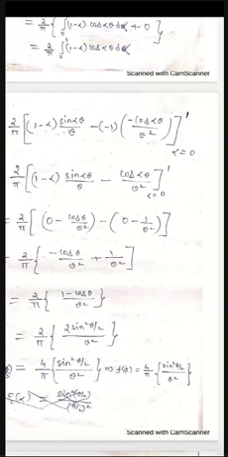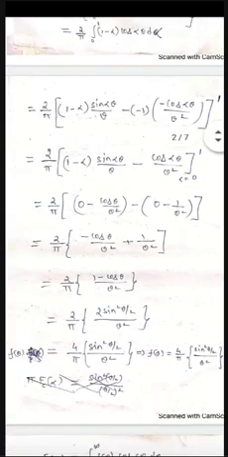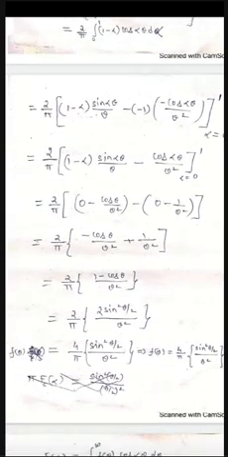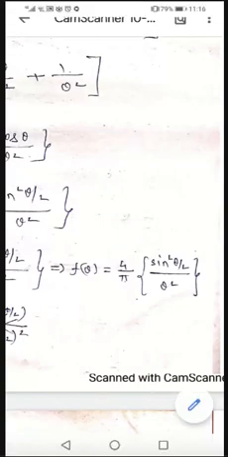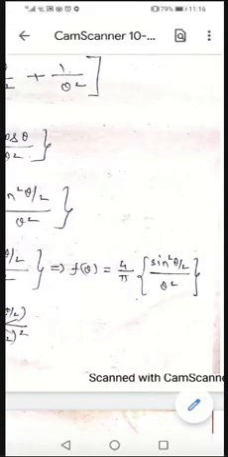Okay, so finally we got 2 by pi outside there. So that f of theta value, see that f of theta value. What is that f of theta value? 4 by pi of sine square theta by 2 divided by theta square. This is what f of theta is.